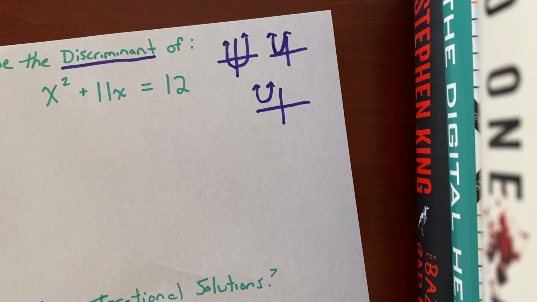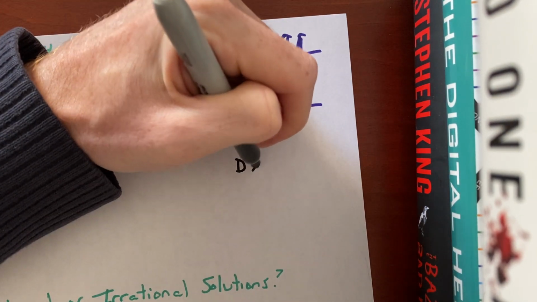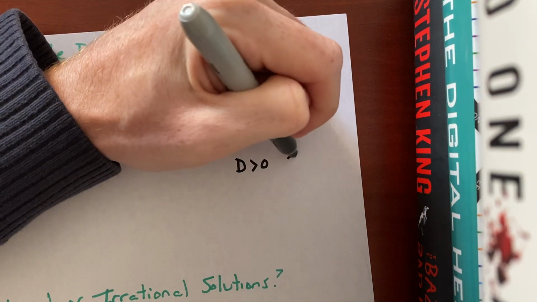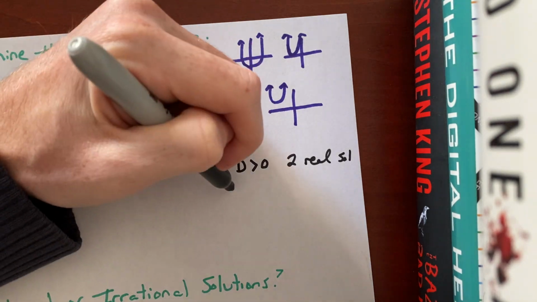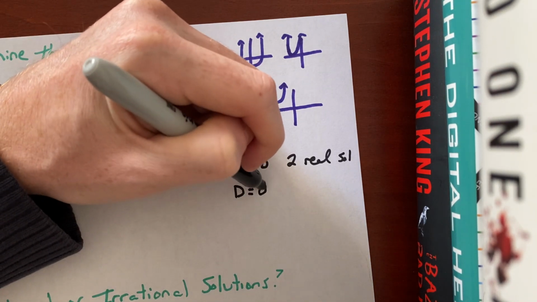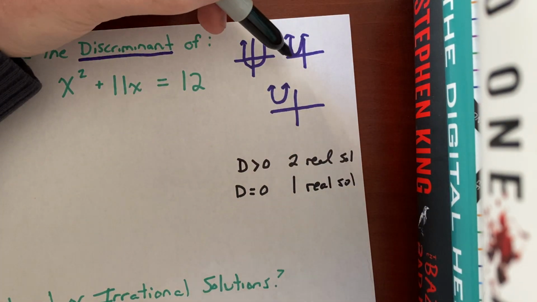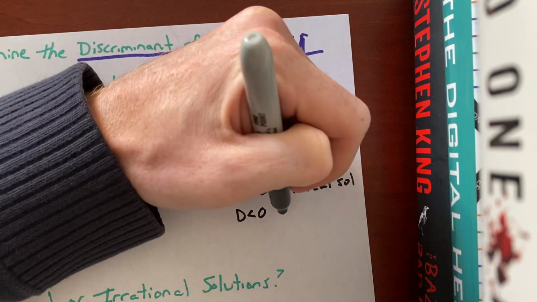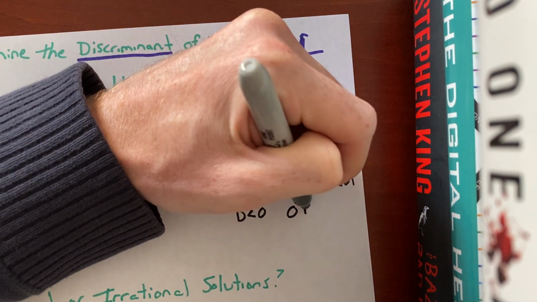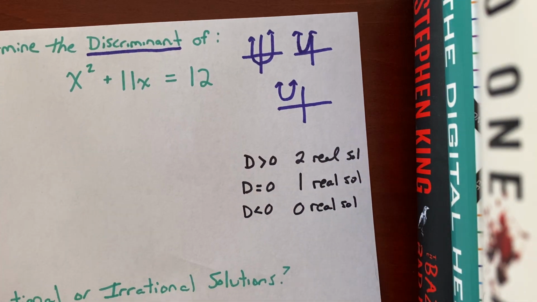All right, so a little fact about this is when you are calculating the discriminant, if your discriminant is greater than 0, you will have 2 real solutions. You'll have 2 x-intercepts. If your discriminant is 0, you will have 1 real solution. So that's that case where it comes down and it touches the x-axis. And if your discriminant is less than 0, as in a negative number, you will have 0 real solutions, which looks like this right here. It doesn't even touch the x-axis.